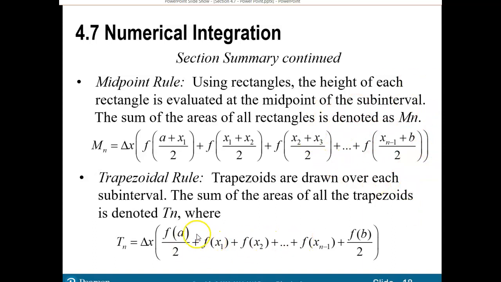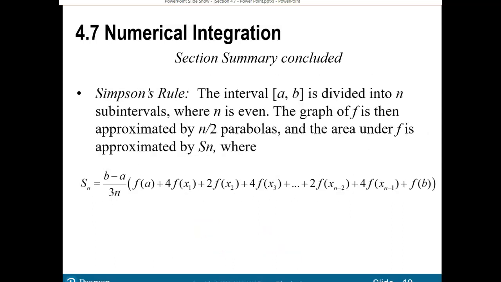Trapezoid rule formula, Simpson's rule formula. It explains a little bit up here where the Simpson's rule is derived from. It's using pieces of parabolas. You don't have to know that stuff, but that's kind of where this formula is generated.